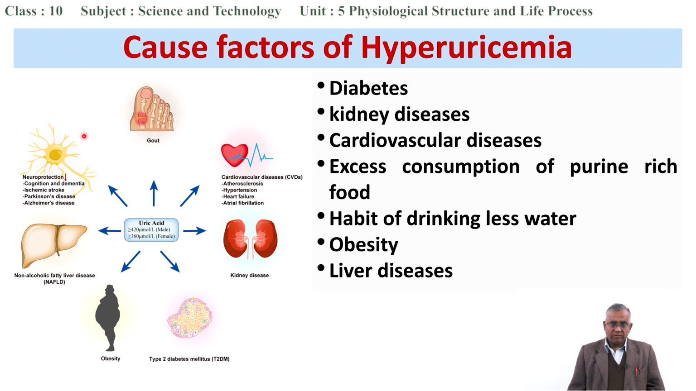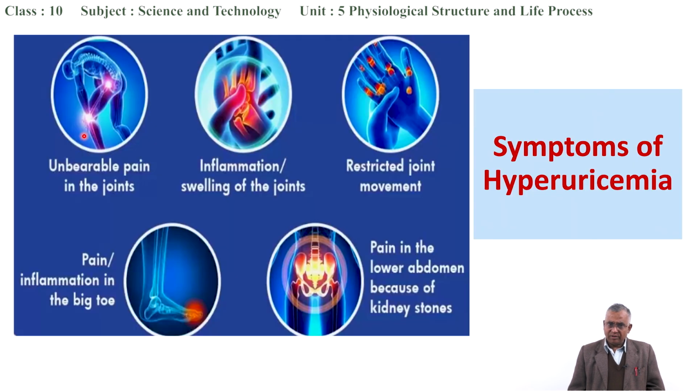Now the next one is, what are the symptoms? Symptoms appear mainly at a later stage only. At first just joint ache is experienced, but later it shows as gout. Everywhere you will find inflammation, ache, and restriction in movement.